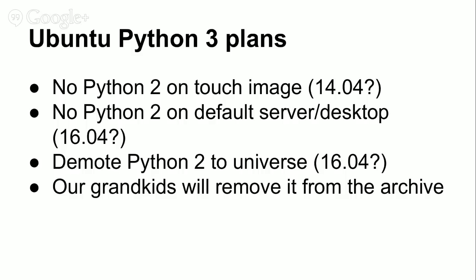and that's really a critical thing because touch images, the phones and whatnot, tablets, are very space constrained. We already have Python 3 on touch. System Image is a Python 3 application, and we don't want to have multiple versions of the interpreter sitting on a mobile device.